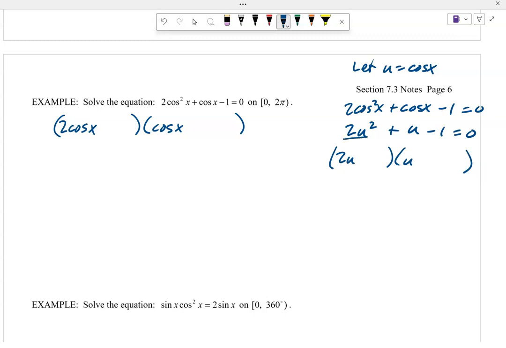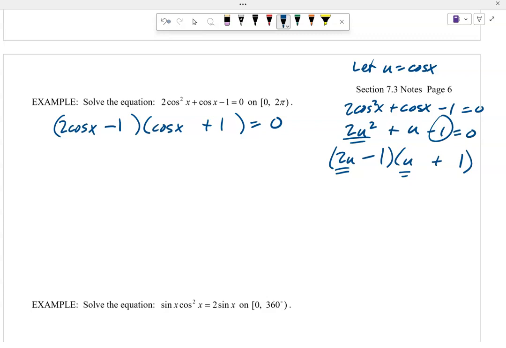I know factors of 2u squared, one's got to be 2u, one's got to be u. Factors of 1 is 1 and 1, and it's a negative 1, so one's got to be positive and one's got to be negative. I'd try that, and I'd FOIL it, see if it works. That didn't work. It's got to be a negative 1 and a plus 1, and so on, right? But you're just doing that with cosine, so let u be the cosine. So we got 2 cosine of x minus 1, cosine x plus 1.